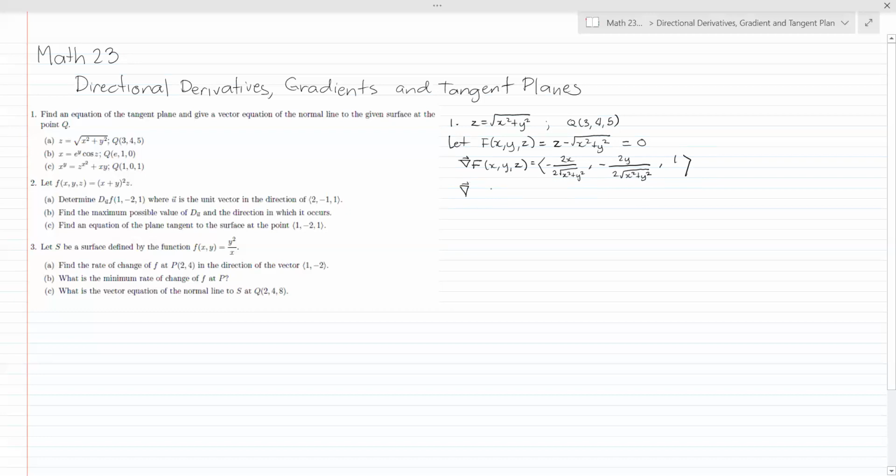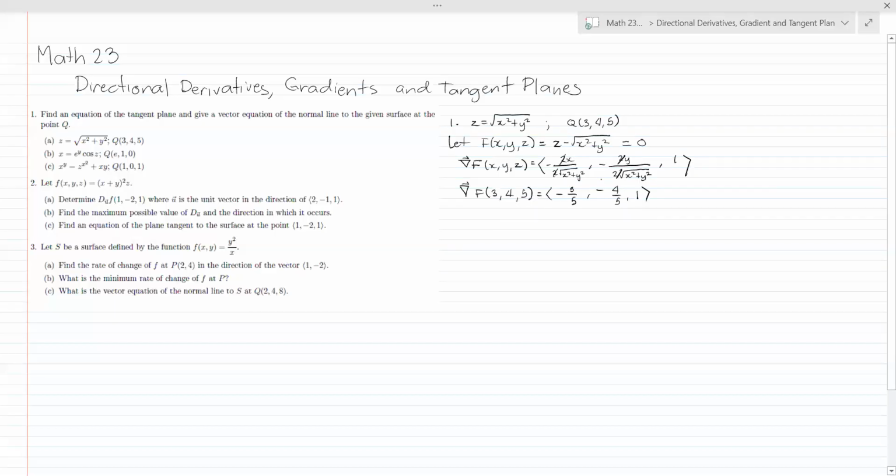So if we compute for the gradient at 3, 4, 5, what is the value here? Simplify natin, cancel natin yung 2's. Okay? So when x is 3 and y is 4, x squared plus y squared is equal to 9 plus 16, 25. Square root of 25 is 5. So this is negative 3/5, negative 4/5, and 1.